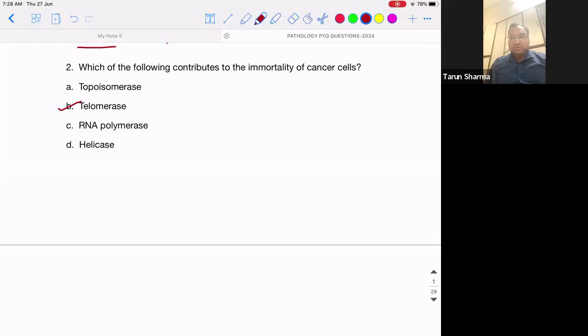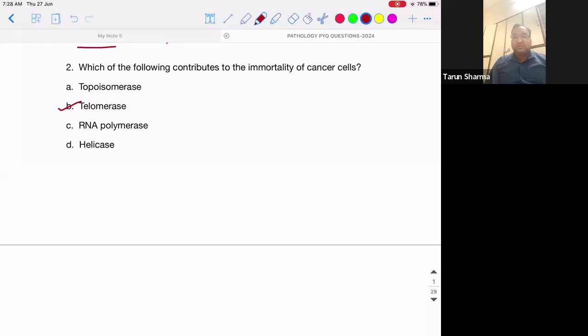So now the question is why telomerase only? What is the difference between telomerase and telomeres? What is a telomere? How is the telomere related to the immortality or mortality of the cell? And why only cancer cells are immortal? Why are our normal cells not immortal?